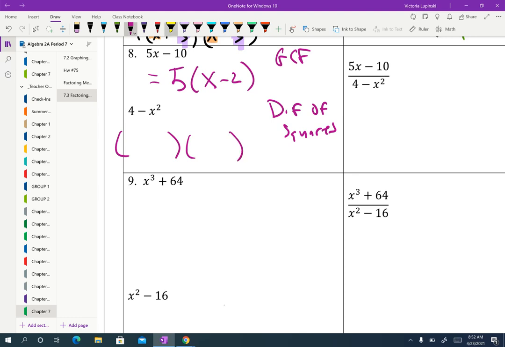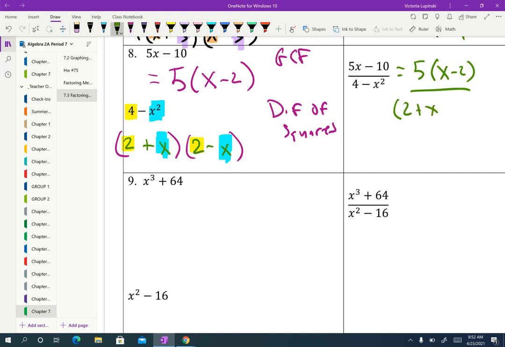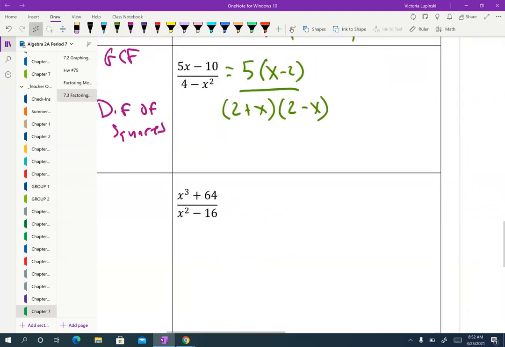So again, because 4 is a perfect square, I'm going to put the square root of the front in the front and the square root of the back in the back. Because x squared is also a perfect square, I'm going to put the square root of x in the front and the square root of x in the back. And then difference of squares means one is always positive and one is always negative. So 5 times x minus 2 up top. 2 plus x times 2 minus x on the bottom.